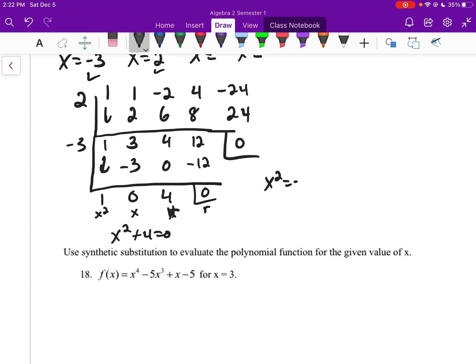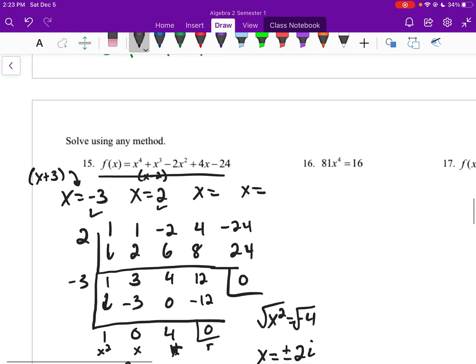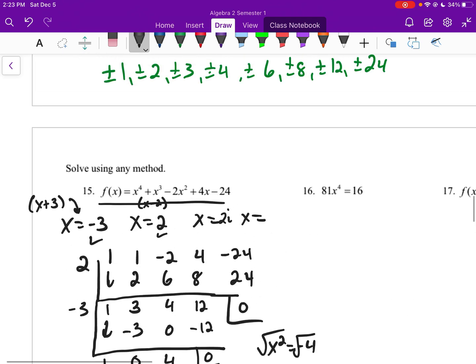By doing that, we get x squared is equal to negative 4. Square root both sides, and we get x is equal to plus or minus, because we are in the process of solving, the square root of negative 4, which is 2i. So we got positive 2i and negative 2i for those other answers.